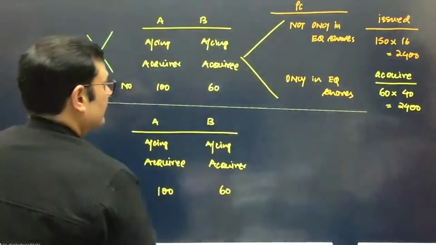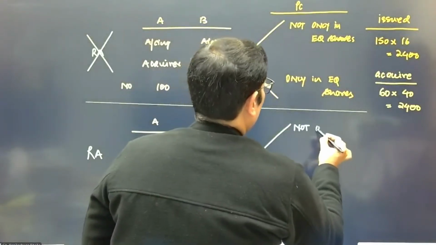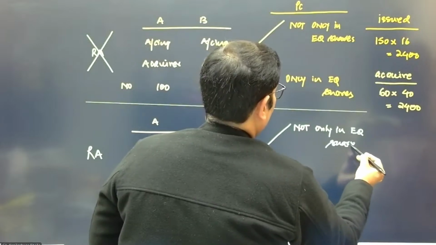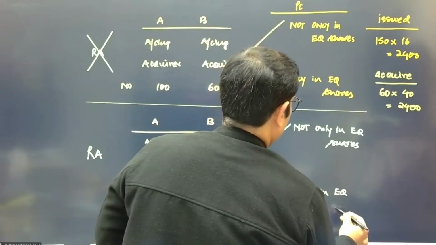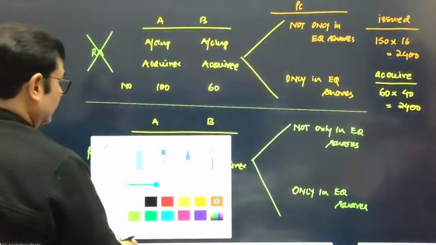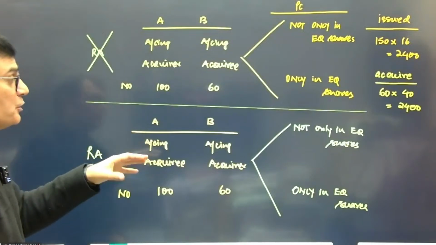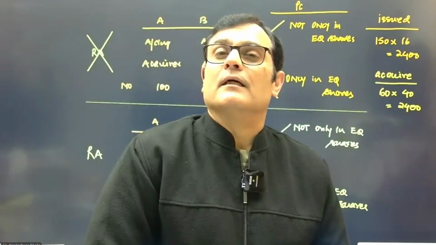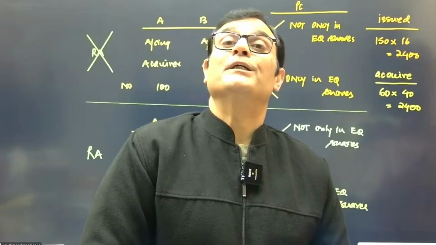So we are again looking at the two combinations. When the purchase consideration is not only in equity shares, or it is only in equity shares, let's again focus on these calculations. Now let's give you the focus points once again. It is a reverse acquisition, but the consideration is not only in equity shares. What should I consider? How many shares issued or how many shares which would have been issued?